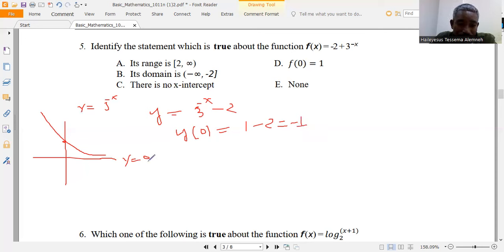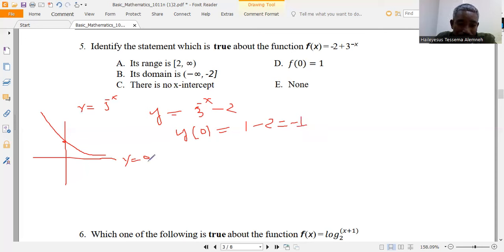Therefore, we have the intercept here, and we have the horizontal asymptote y is equal to -2. So the graph of this function looks like this one. So what will be the domain? The domain is all real numbers, and the range.